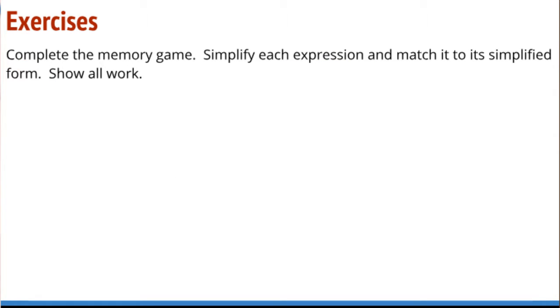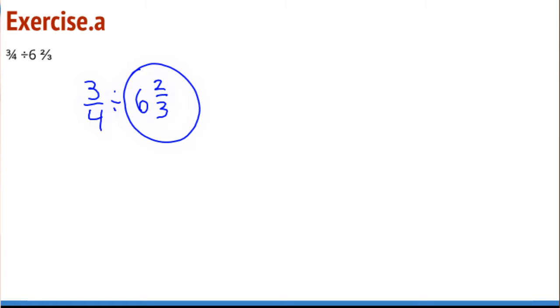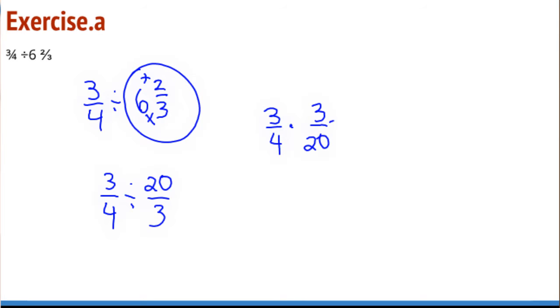So what I'll work through now are the different expressions that we have, quickly converting them to fractions and then completing the division. All right, so 3/4 divided by 6 2/3. I need to convert this to a fraction. 3 times 6 is 18, plus 2 is 20. So I've got 20/3. I've got 3/4 divided by 20/3. 3/4 times 3/20, and that will give me 9/80ths.